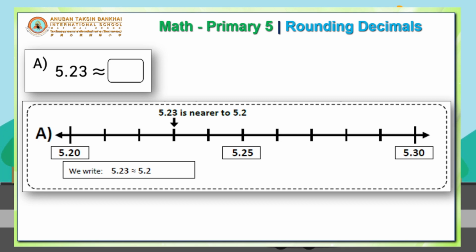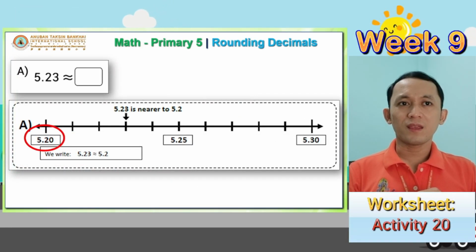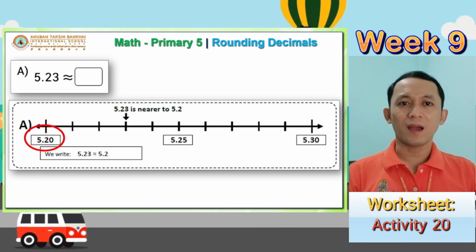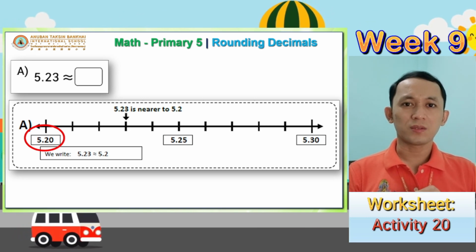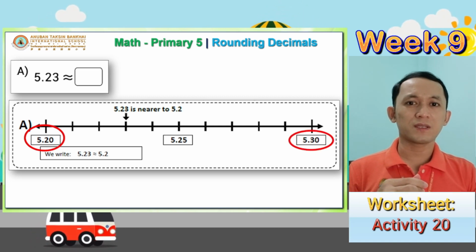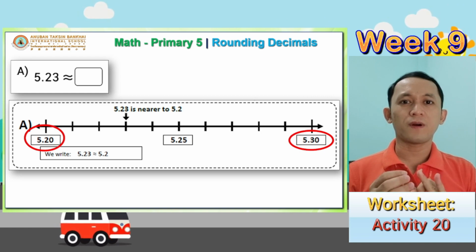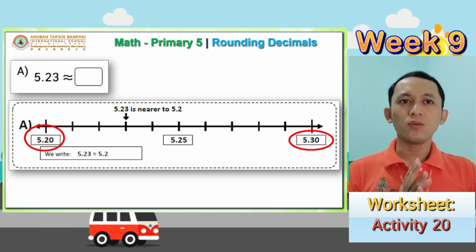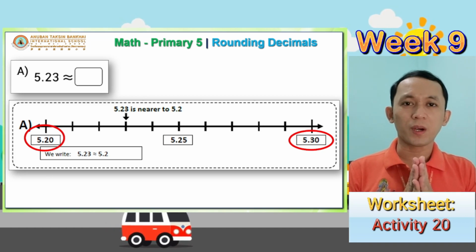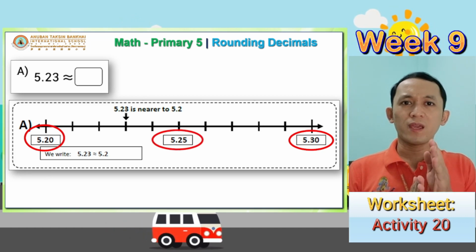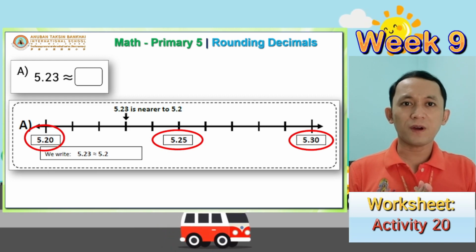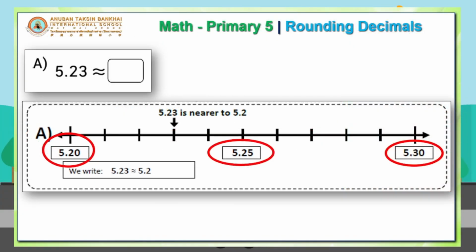We have here 5.23 is approximately equal to blank. So first, you're going to write the number 5.20. And then the next one, we're going to write 5.30. So 5.2 is the first tenths place, and the next tenths place would be 5.3. Now we're going to write the number on our midpoint. So therefore, we have 5.25. That is the number on the midpoint.